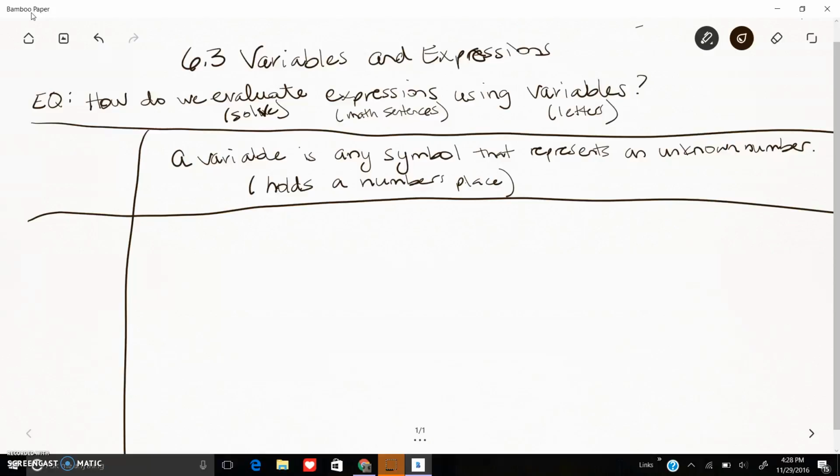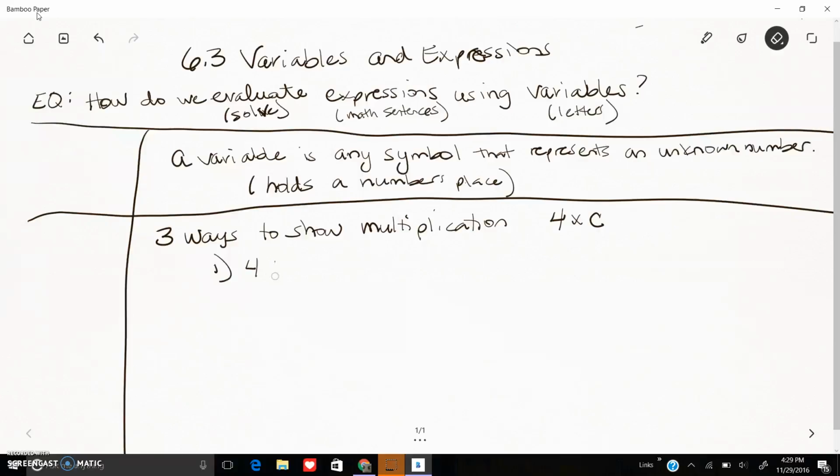All right, so there are 3 ways to show multiplication. It's important to be able to recognize all of them, because you will see them all in one form or another. Let's say I wanted to do 4 times c. There's my variable, 4 times c. No, that's actually 4 ways. I don't want to use it that way because that's the way we see all the time. I want to show you the different ways.